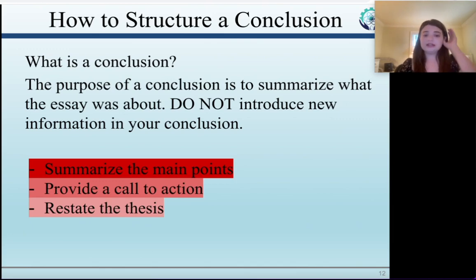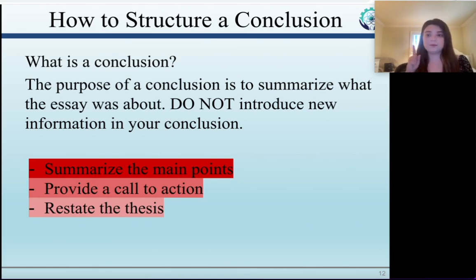The conclusion is usually the shortest and it's also probably the easiest because in a conclusion, the whole purpose is to just summarize what the essay was about. Do not introduce any new information in your conclusion. If there's new information that you feel is relevant, figure out how to implement it in your body paragraphs and your introduction. Do not add new information to your conclusion. That's not correct.